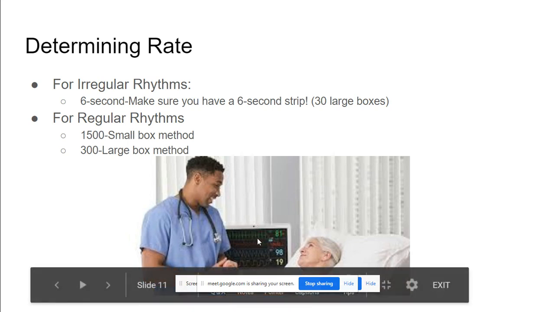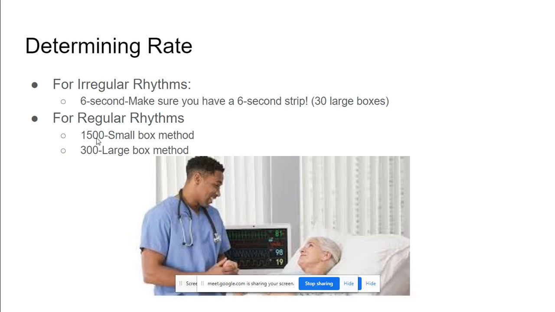A lot of times the monitor, like on this one right here, is saying she's got 81 beats per minute and she's perfusing at 98% oxygen and she's got 19 breaths per minute. So typically it's going to show you, but if you print off the rhythm and you're trying to get a quick idea, you would do that.